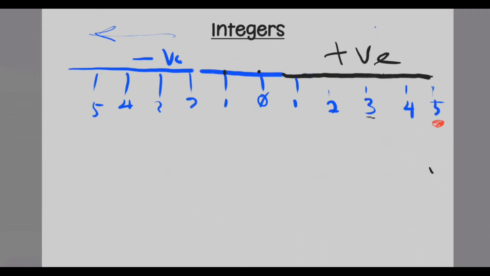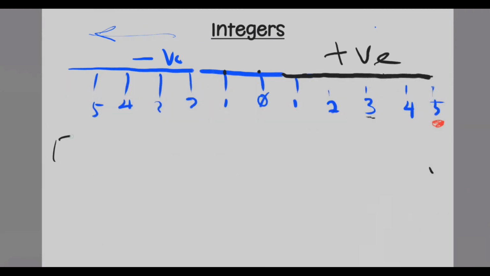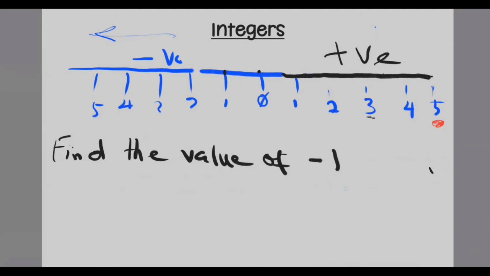Say, find the value of minus the absolute value of minus 6. Okay, let's do that. So what is the absolute value of minus 6? We said that absolute values are usually positive numbers, right?